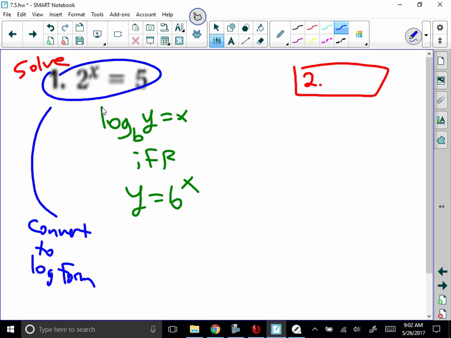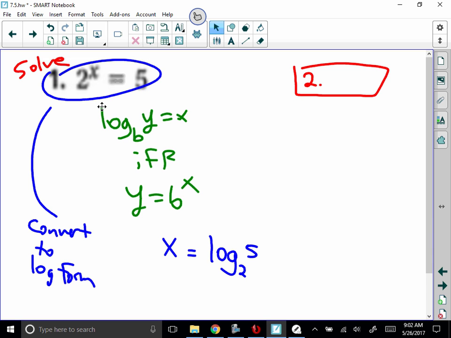Log base something. What's the base? The base is the thing raised to a power. In this case, it's 2. We don't know of what, but we do know that a log equals an exponent. A log equals the power. So that's going to all equal what? X. X equals the log base 2 of what? There it is. That's your answer. You're done. That is pretty easy.